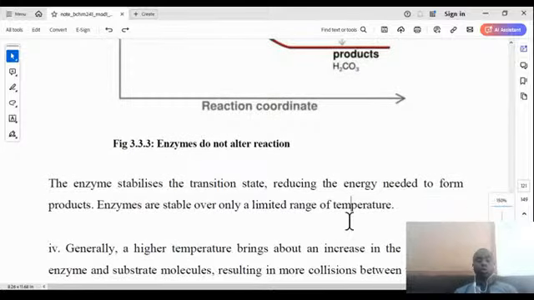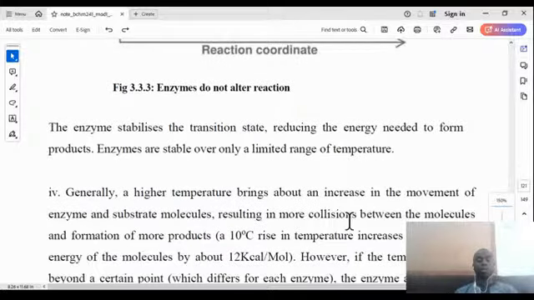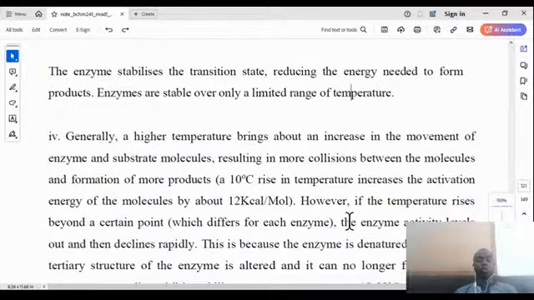So the enzyme stabilizes the reaction transition state, reducing the energy needed to form the products, and enzymes are stable over only a slight range of temperature. So the fourth characteristic or property: generally, a higher temperature brings about an increase in the movement of enzyme and substrate molecules, resulting in more collision between the molecules and the formation of product. A 10 degrees Celsius rise in temperature increases the activation energy of the molecules by about 12 kilocalories per mole.